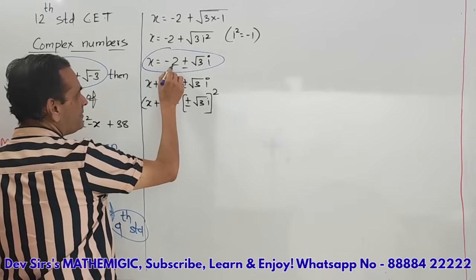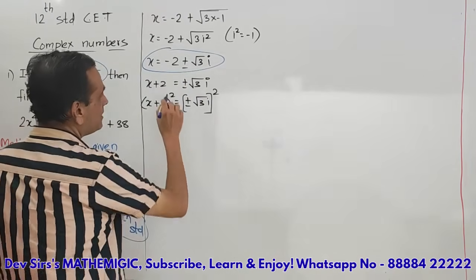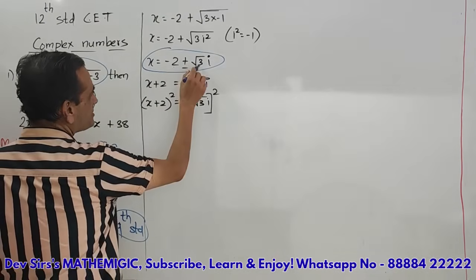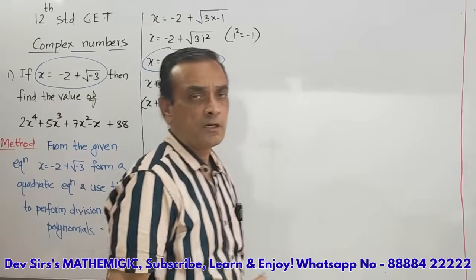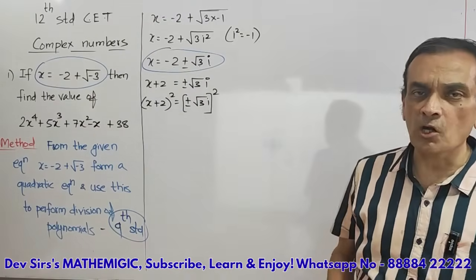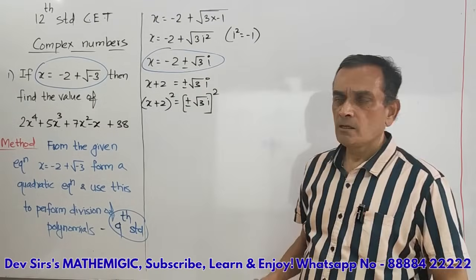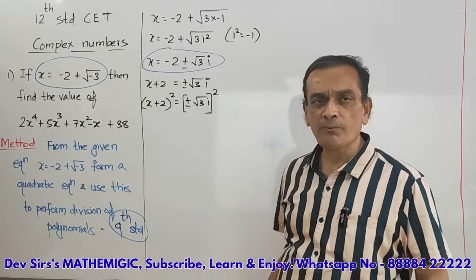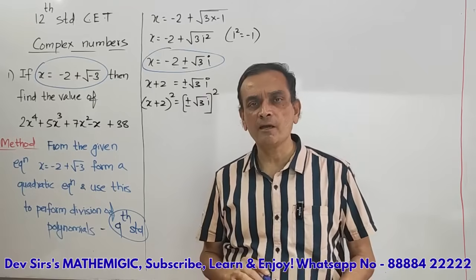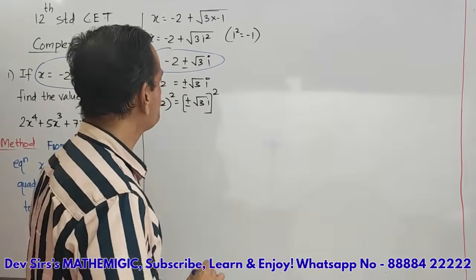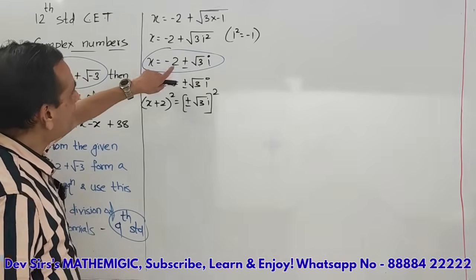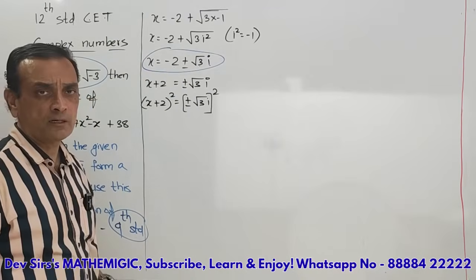Where I is present and where I is not present. Now this is called as the real part, this is called as the imaginary part. The part which is present along with I is called as the imaginary part. The part where I is not present is called as the real part. Followed? Okay. So you get real part plus imaginary part.